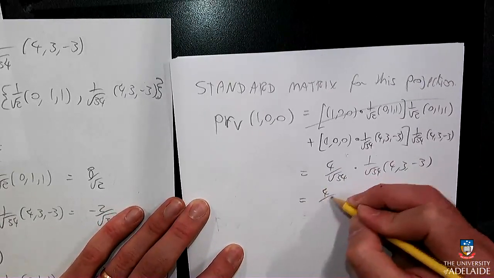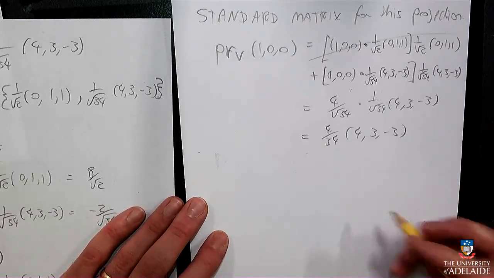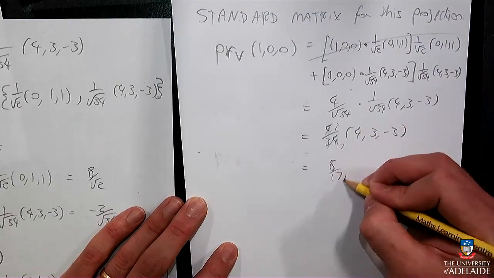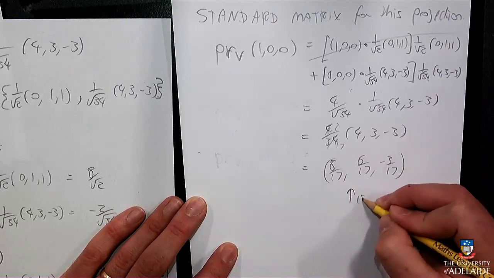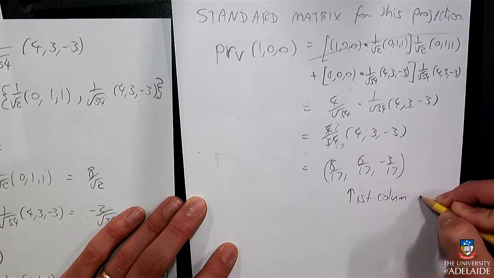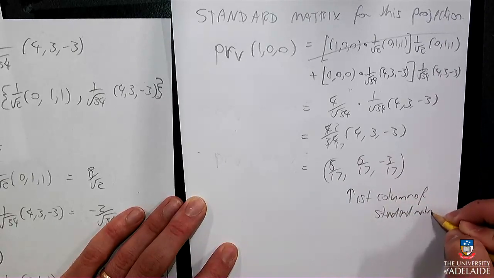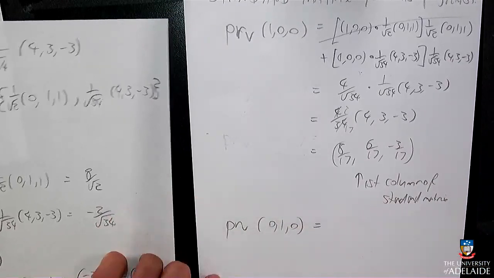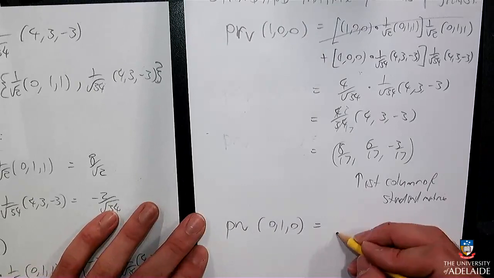So that would be 4 on 34 times this. So 8 on 17, 6 on 17, minus 3 on 17. And that's the first column of the standard matrix. The projection of (0, 1, 0) will be whatever it is, and that'll be the second column. I'm not going to do it, because I want to do another example before I move on.